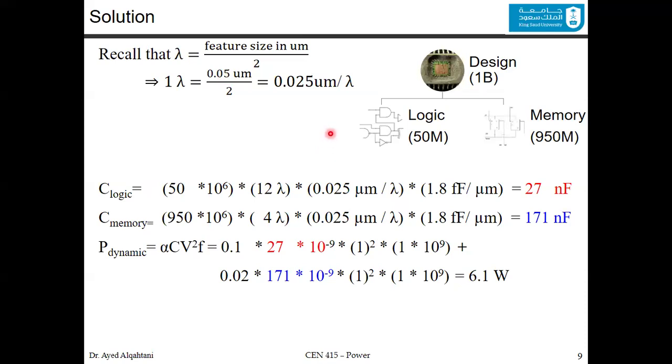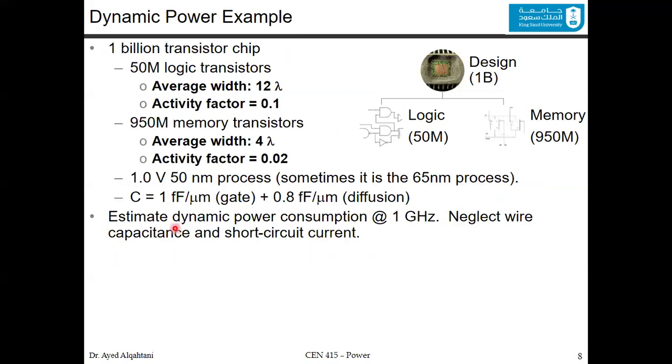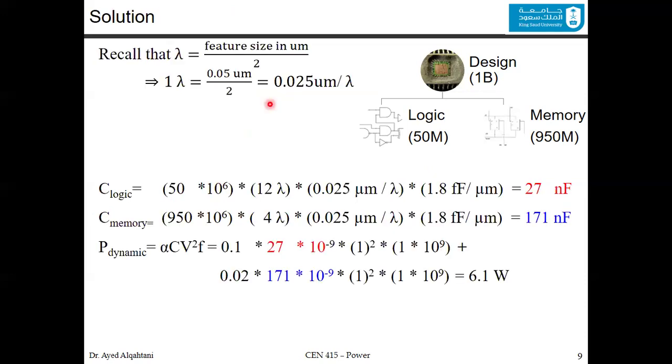The capacitances were given to us not in terms of farad, but in terms of farad per micrometer. So we must know how many micrometers we have in the whole design, so we can get the capacitance. Similarly, we have the activity factors broken down into both types. On top of all of this, the width was not given to us in micrometer, it was given to us in lambda. And this is why we need to use this conversion.